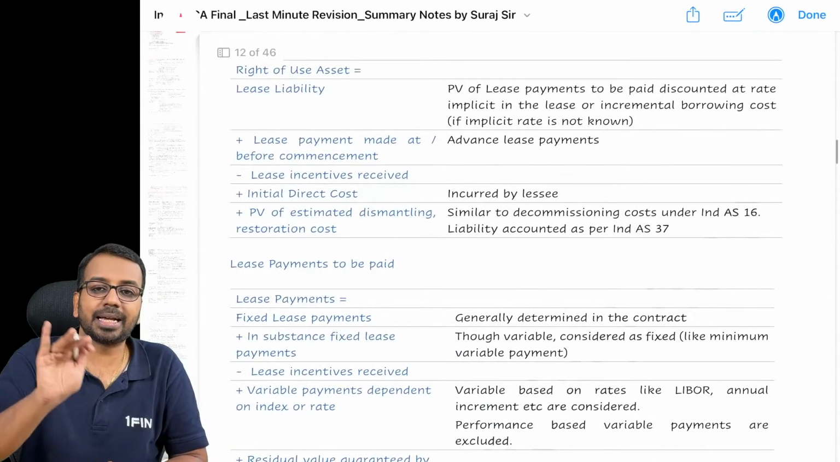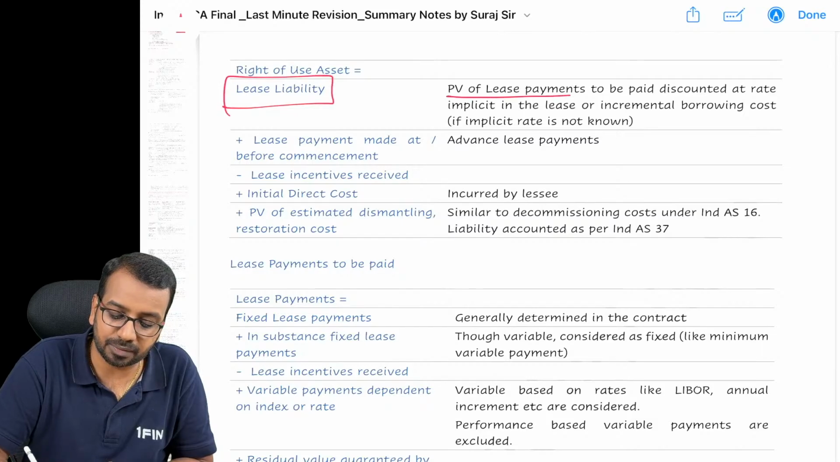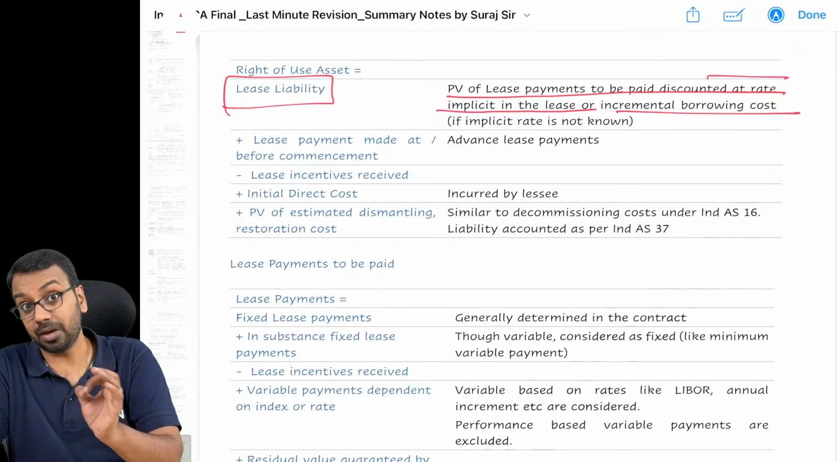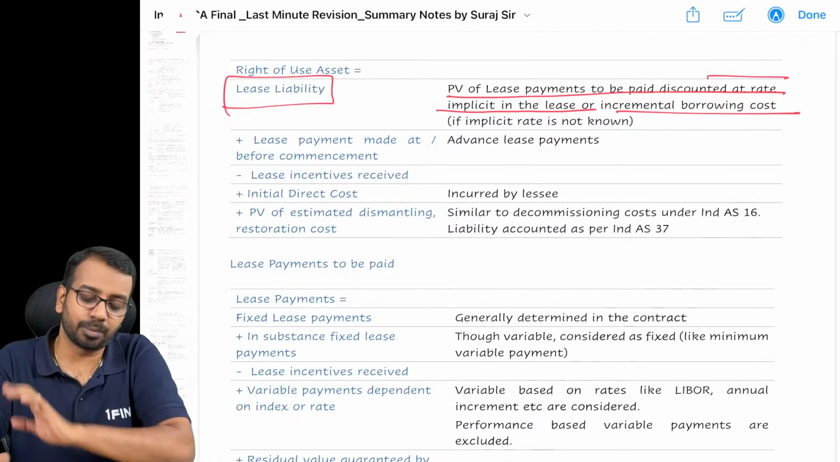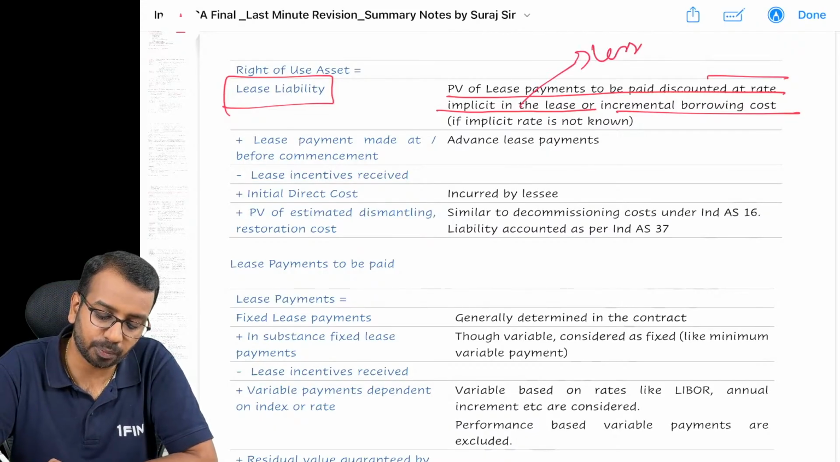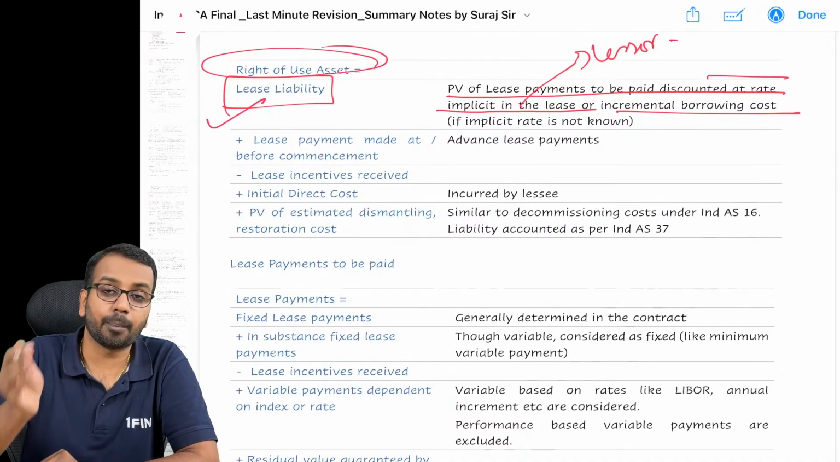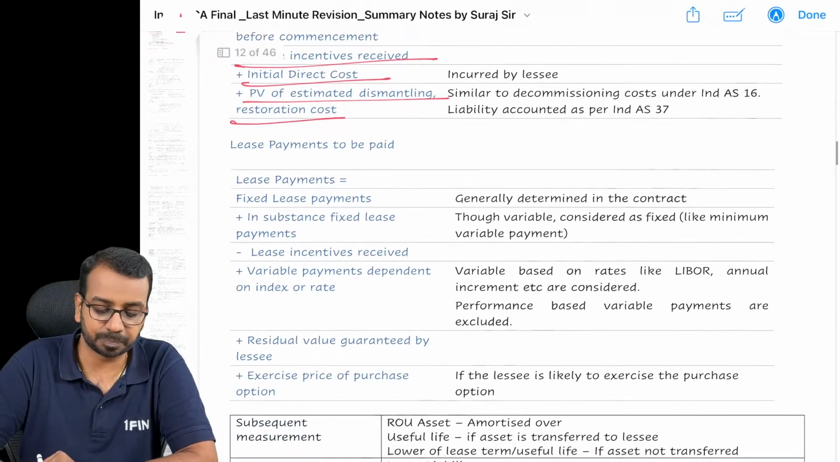Now, as far as lease calculation is concerned, we will calculate lease liability as present value of lease payments discounted at implicit rate in the lease or incremental borrowing cost. If implicit rate is not available, only then we will consider incremental borrowing cost. This is from the point of view of the lessor. Right of use asset will be lease liability plus any payments made in advance which is not included here, plus initial direct cost, present value of dismantling cost minus lease incentive.